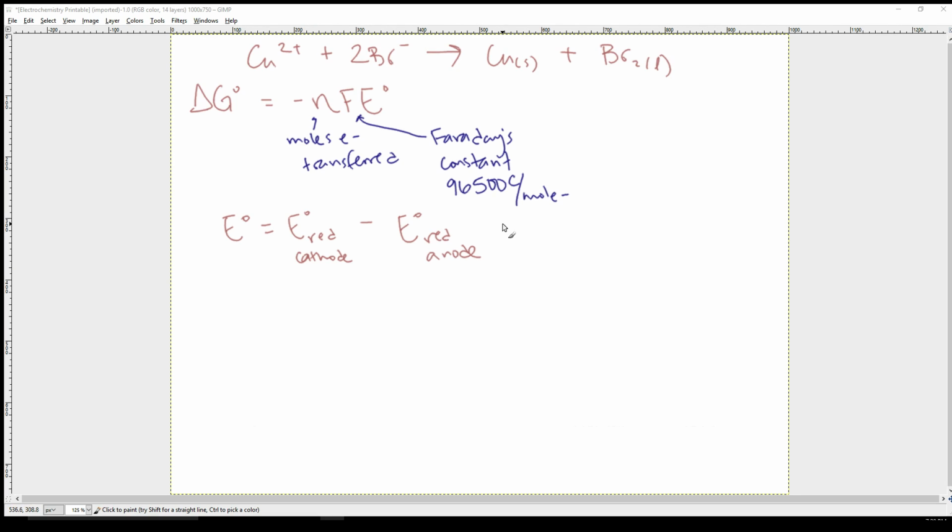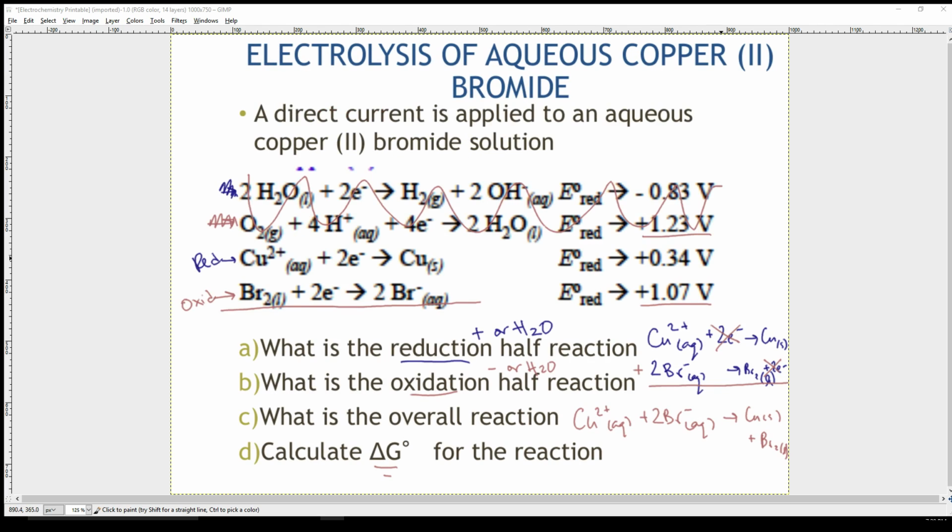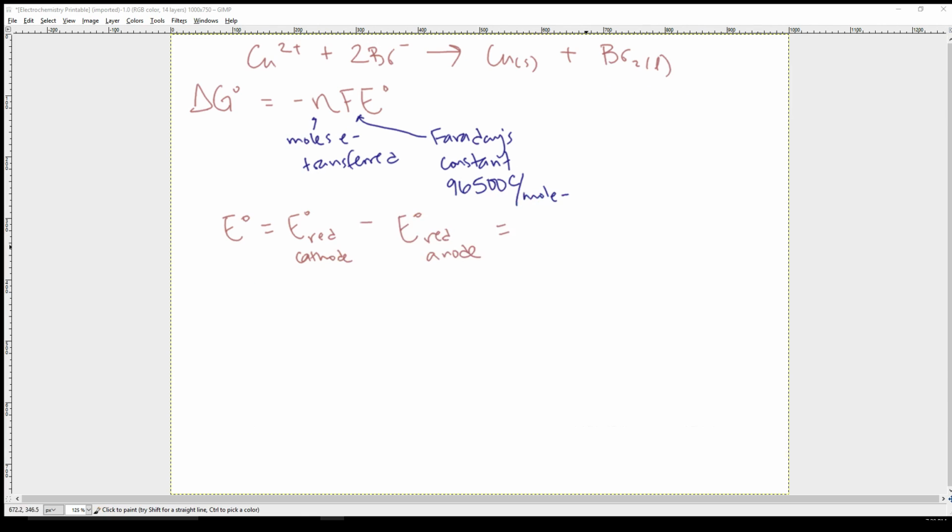Okay, so we have to get these from the previous slide. I want my two numbers, 1 and 2. And I'll do cathode minus anode. So it'll be, dang it, I am not doing well at that today, 0.34 volts minus 1.07 volts equals negative 0.73 volts. Ooh, a negative.